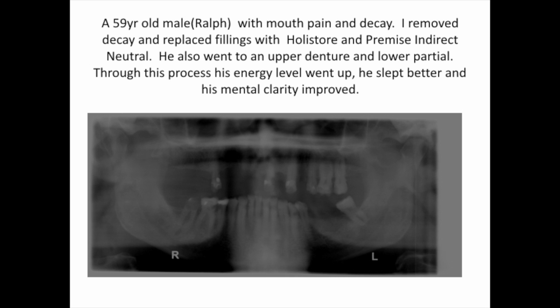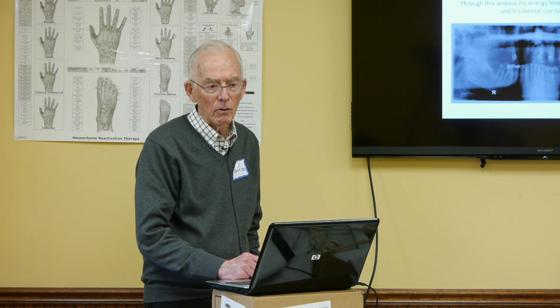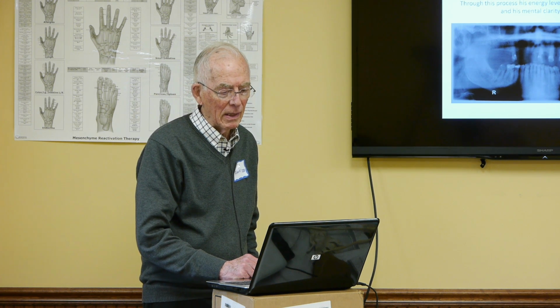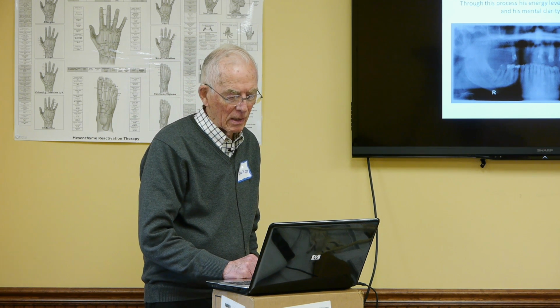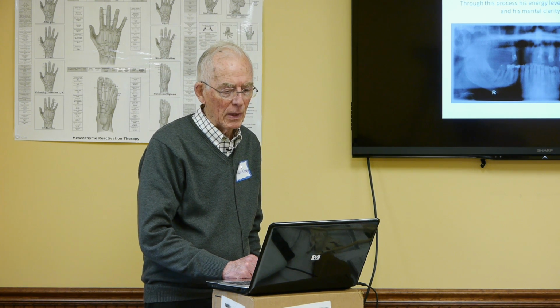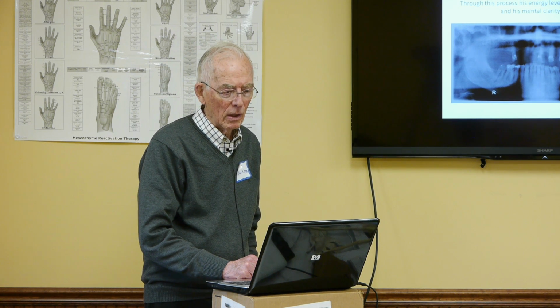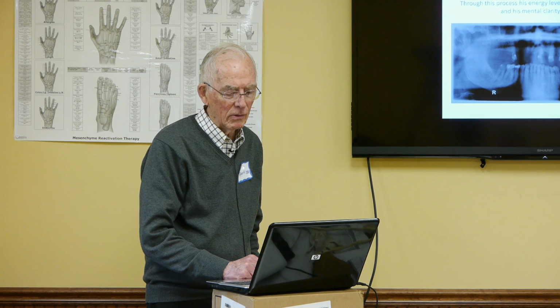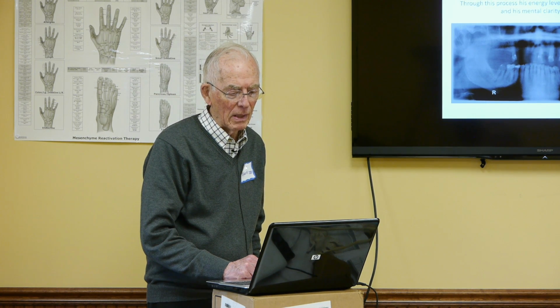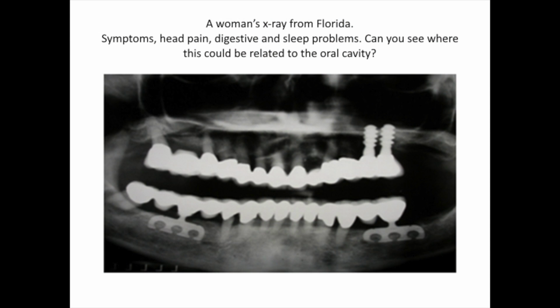Pain and decay in this guy's mouth. And we used the Holestor. Holestor is a composite that contains no aluminum oxide, no iron oxide, no fluoride, and no barium. It's made by Denmat. It's not a strong material, so we use it in low stress areas. The other product is Premise Indirect Neutral. It has no coloring in it and no metals. It's a laboratory-made restoration. This lady wondered why she didn't feel too well.